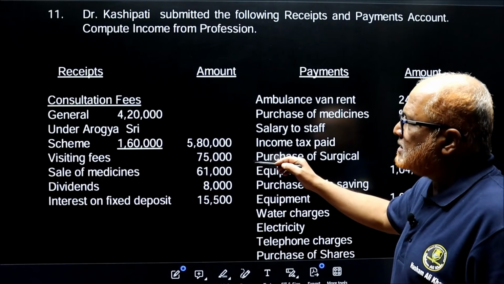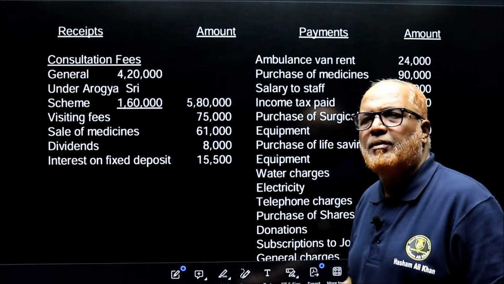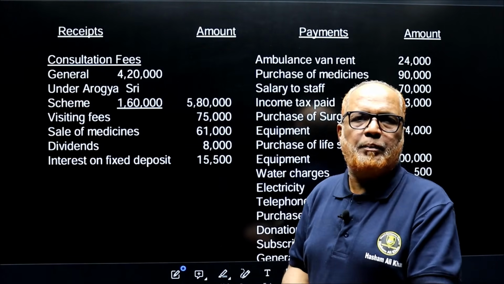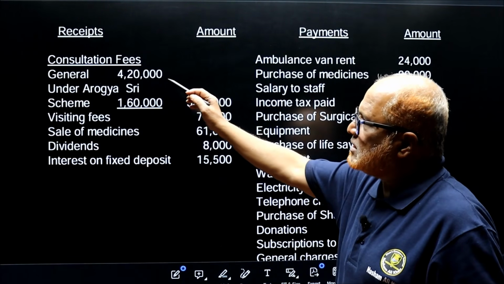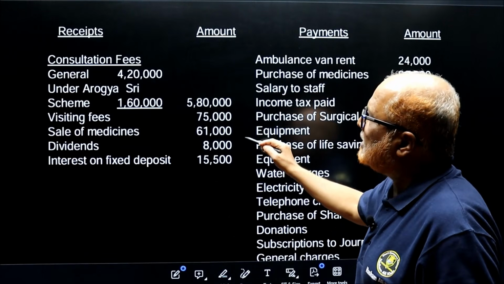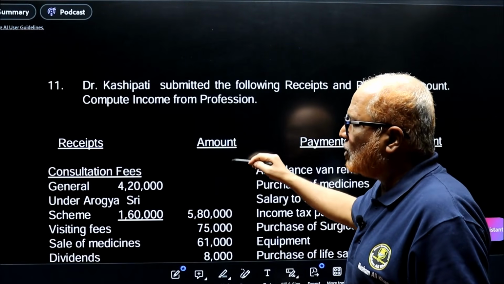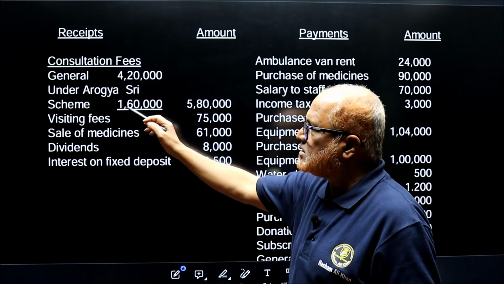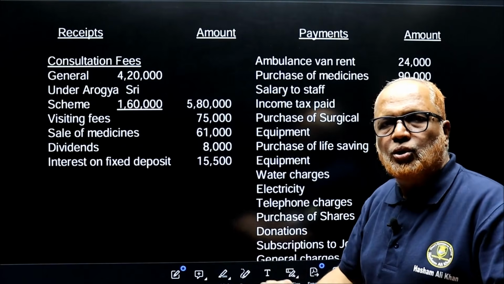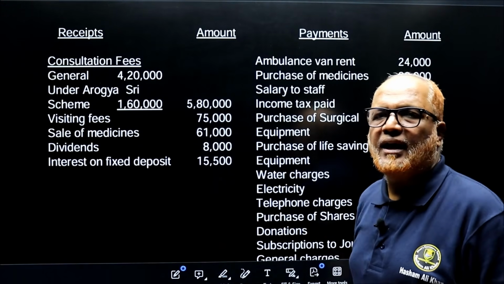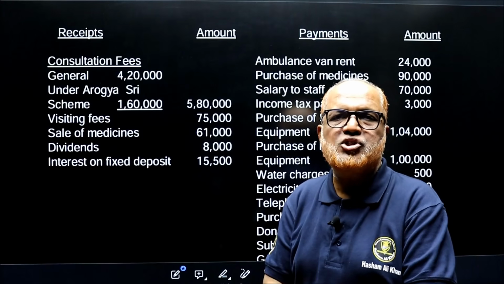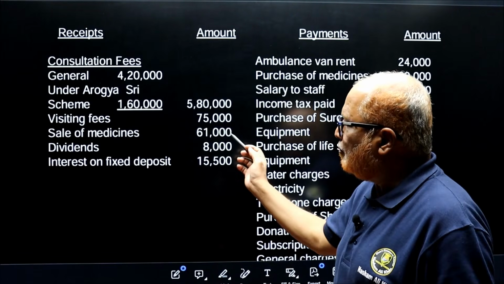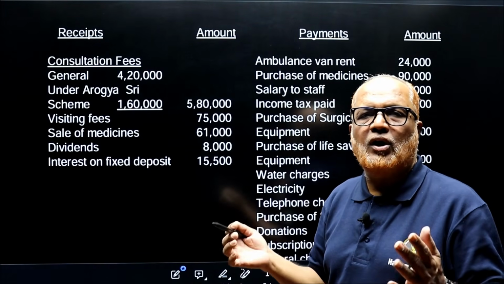So here the receipts and payments account is given. A receipts and payments account is simply a cash book: debit side all receipts, credit side all payments. On the debit side you can see receipts, consultation fee. Actually the assessee is a doctor, so he has consultation fee, general 4,20,000, under Arogya Sri scheme 1,60,000. So the total consultation received is 5,80,000. That is professional income. Then visiting fees is a professional income. Sale of medicine is a professional income for a doctor.